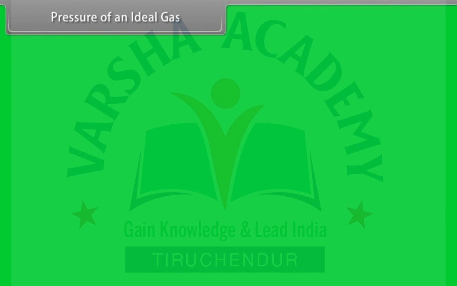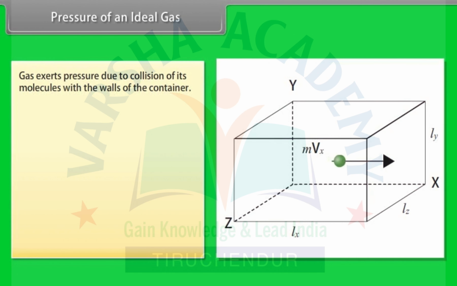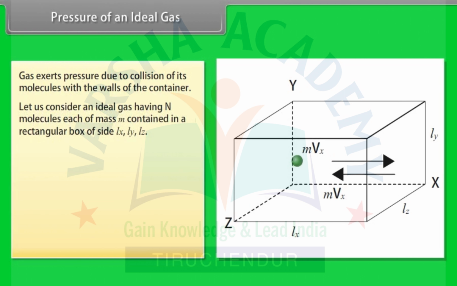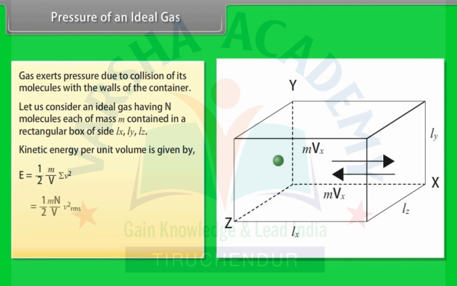Pressure of an ideal gas. Gas exerts pressure due to collision of its molecules with the walls of the container. Let us consider an ideal gas having n molecules, each of mass m, contained in a rectangular box of side Lx, Ly, Lz. Kinetic energy per unit volume is given by E is equal to half rho V RMS square.